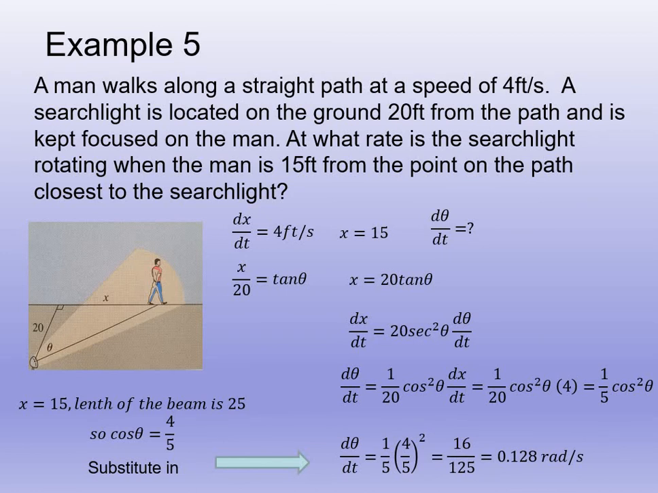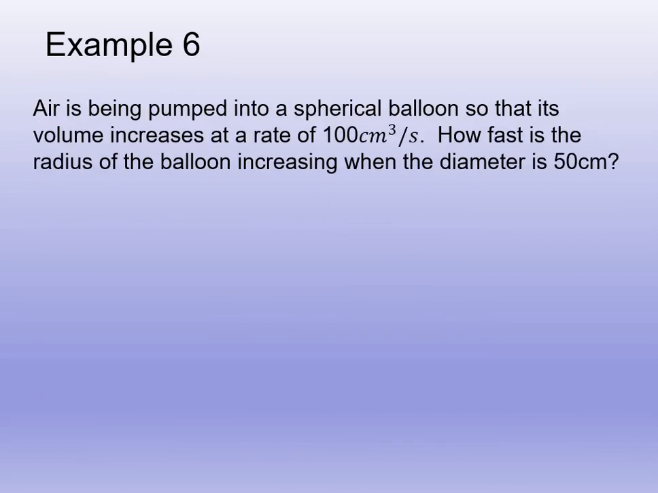All right, I think I said earlier we're going to do one example. We're actually going to do one more example here. We're going to do this one. We have example 6. Air is being pumped into a spherical balloon so that the volume is increasing at a rate of 100 cubic centimeters per second. So that tells me that's dV/dt. How fast is the radius of the balloon increasing? So I need to find dr/dt.